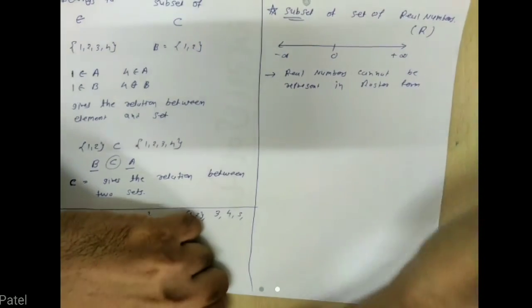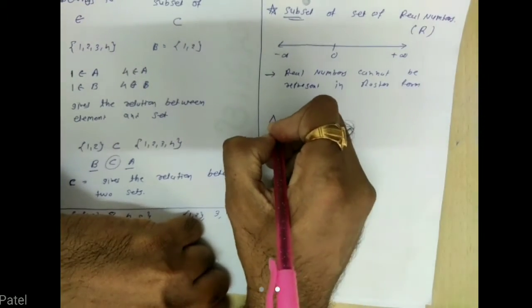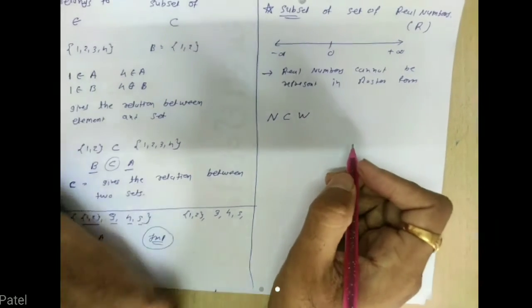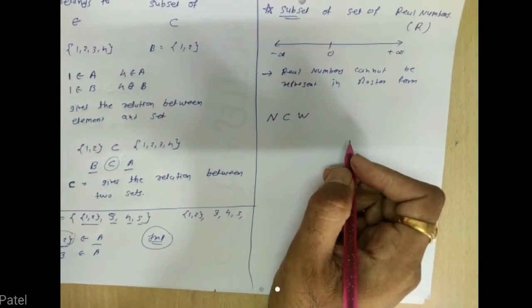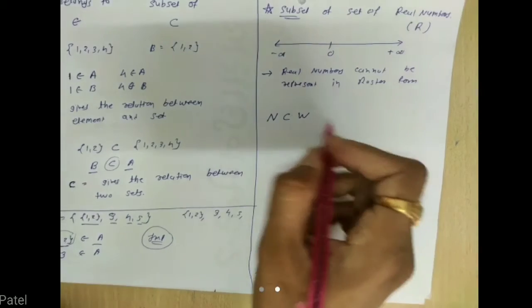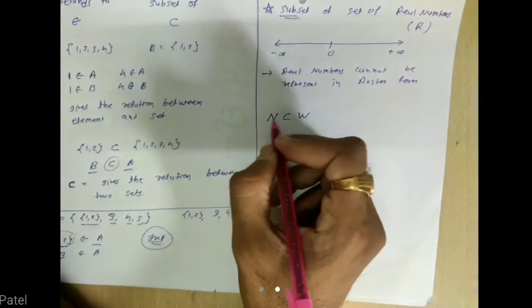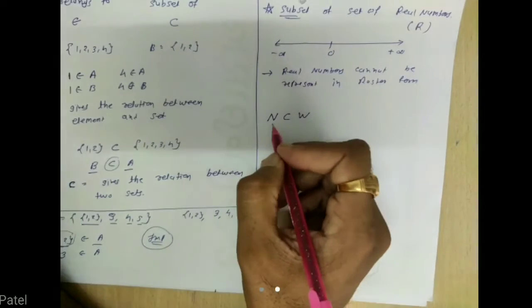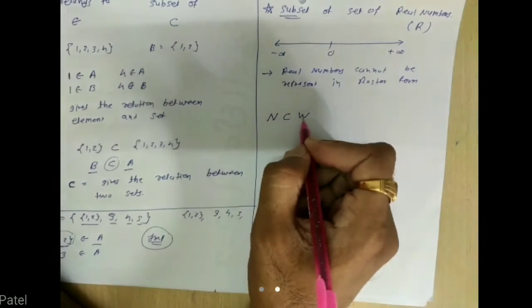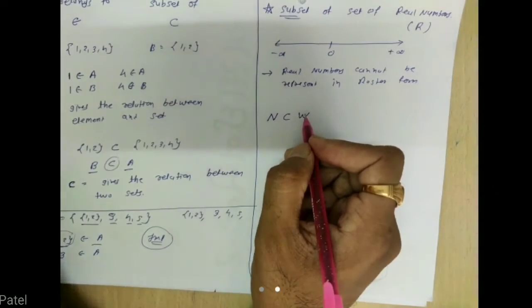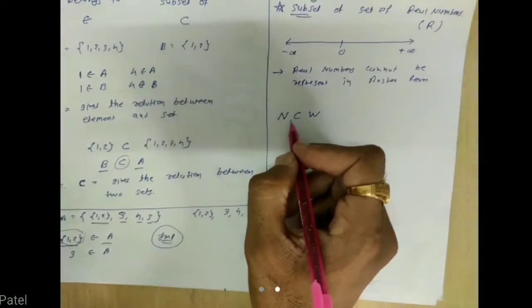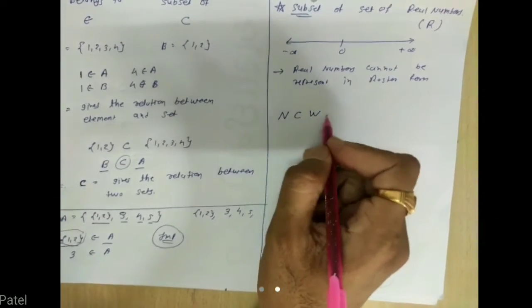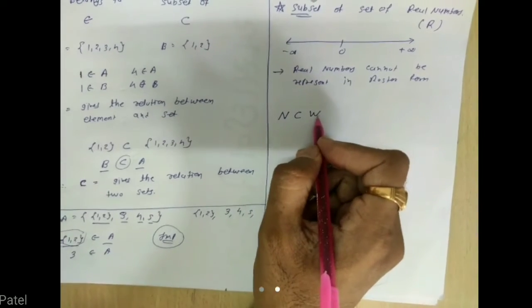So we can say that natural numbers are a subset of whole numbers. Set of natural numbers is the subset of whole numbers. Yes, because all the natural numbers are whole numbers. Natural numbers are 1, 2, 3 up to infinity, and whole numbers are 0, 1, 2, 3 up to infinity. So all the natural numbers are part of whole numbers. What is the definition of a subset? N must be a part of whole numbers. So natural numbers are a subset of whole numbers.